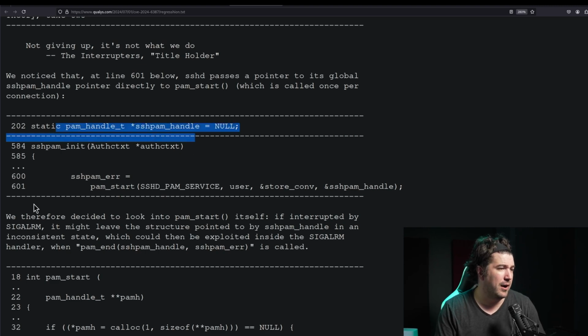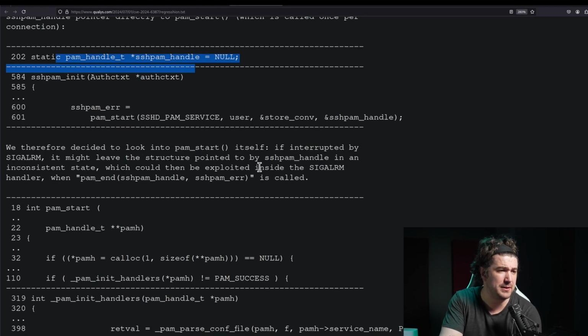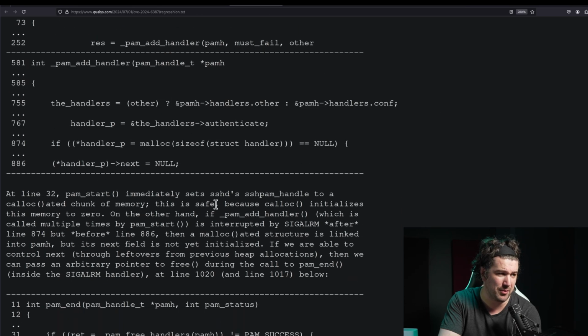All right. We therefore decide to look into PAM start itself. If interrupted by sig alarm, we might leave the structure pointed by... Oh, wait. We already read that. We were right here. Right. At line 32, PAM start immediately sets SSHD's SSH PAM handle, PAM handle, to a calloc.